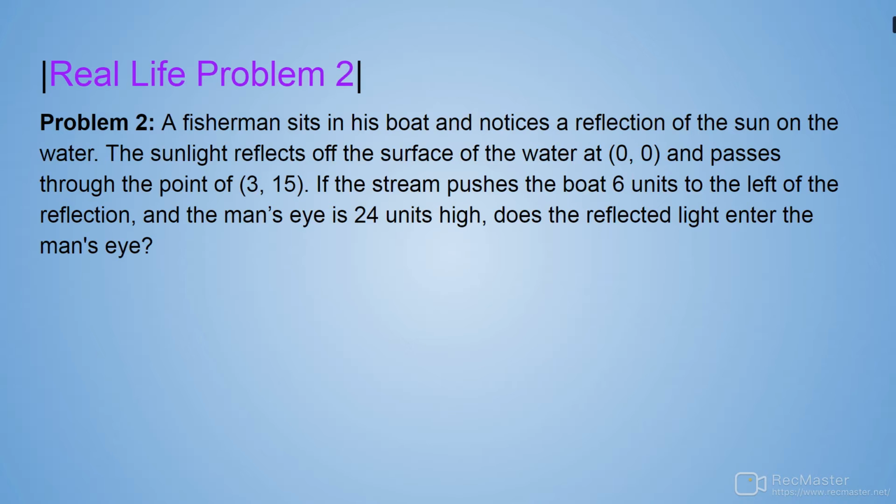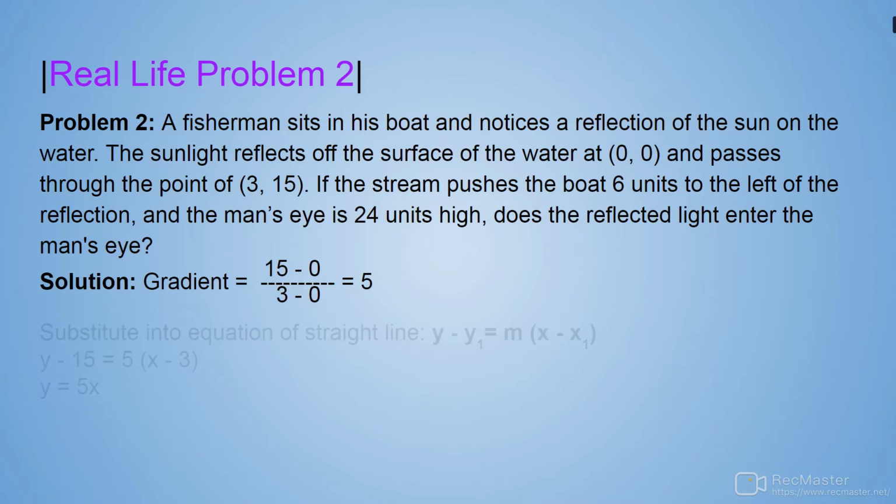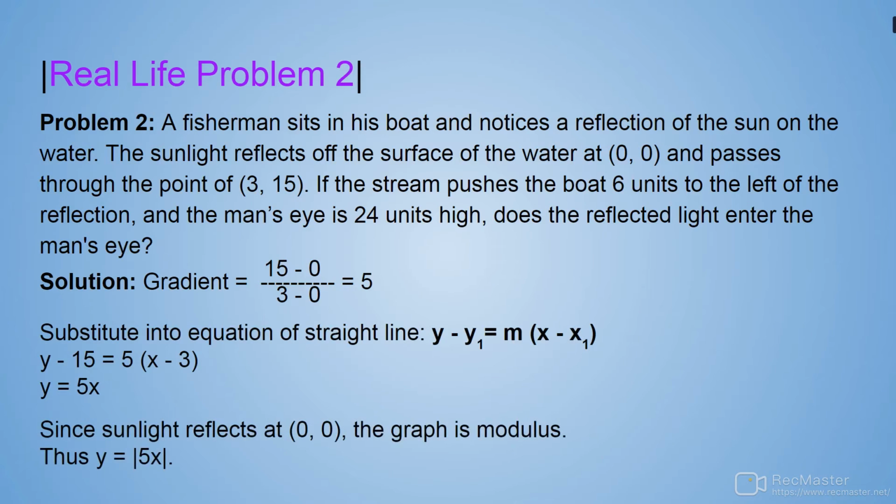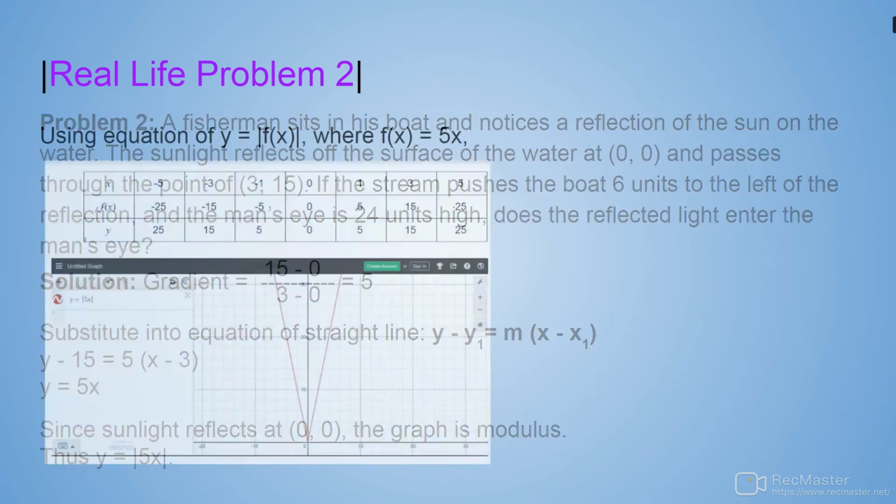So first things first, what we're going to do is solve for the gradient, which we can do just by subbing in the values of (3, 15) and (0, 0). That gives us a gradient of 5. From here, we can use substitution to obtain the equation y equals 5x. And since it reflects at (0, 0), we get a modulus graph. And since it's modulus, we'll be using y equals modulus 5x.